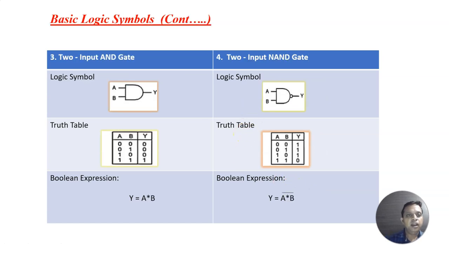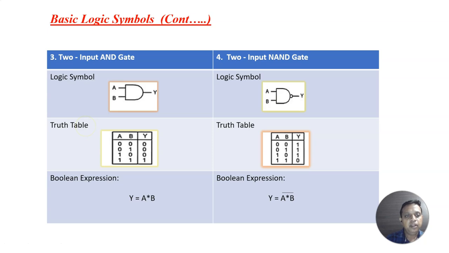So let us move further. Now, after discussing the buffer and inverter, my third logic gate is the two input AND gate. Up to now, we have seen only a single input. Now, here there are two inputs. A and B are the two inputs, and Y is the output. And this is the logic symbol for the two input AND gate.